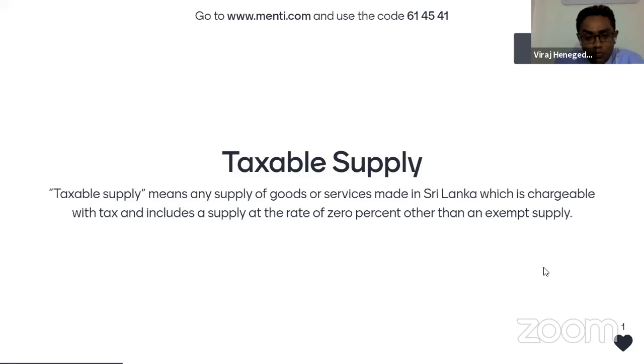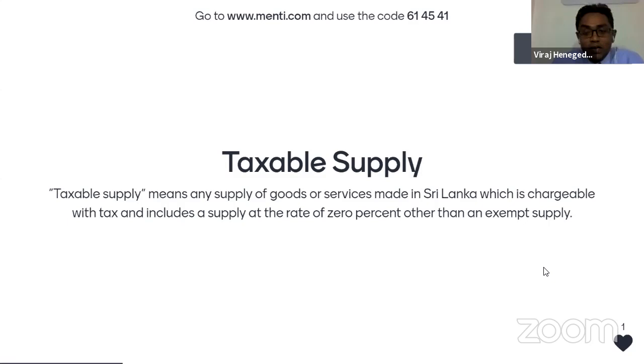So taxable supply includes only goods or services made in Sri Lanka which are chargeable, but not the exempt supply. I'll be discussing what is meant by exempt supply. 0% means... Now most of the students have misunderstood the concept. They thought that okay, zero rate and exempt supply both are the same. No, these are two different concepts.